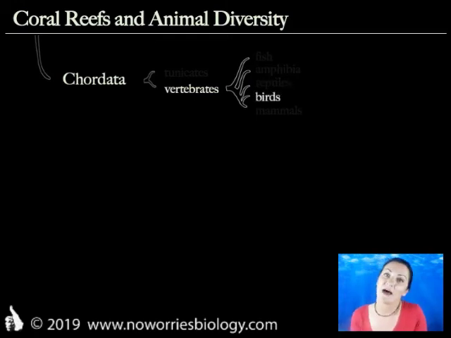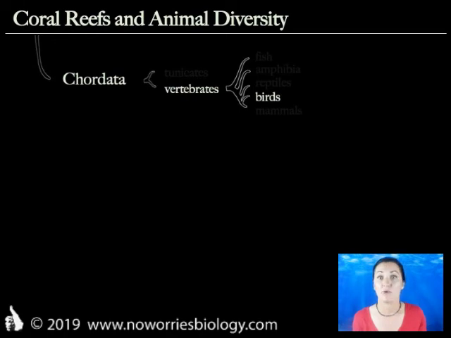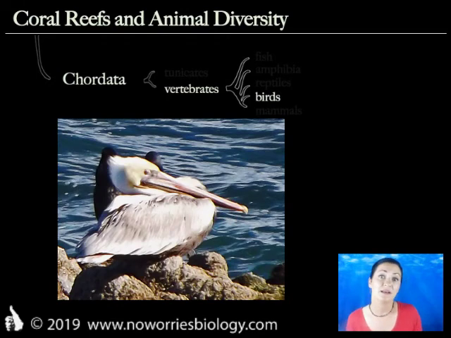Approximately 10,000 species of birds living today are known to us. They are a class of vertebrates and tetrapods that is characterized by possessing feathers and wings as their forelimbs, among other traits. While there aren't any birds permanently living in coral reefs, they nevertheless influence coral reefs in important ways.